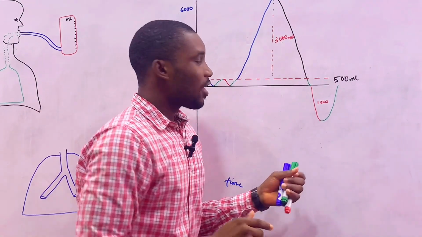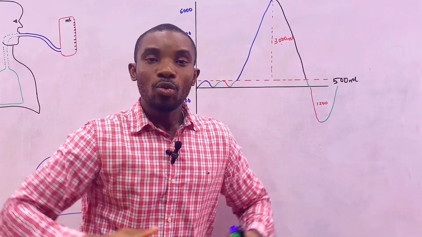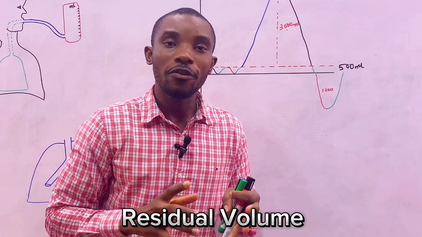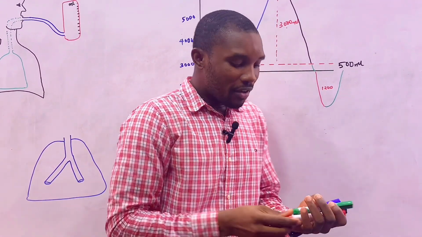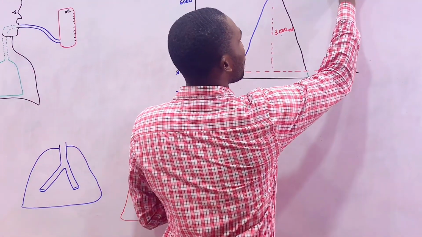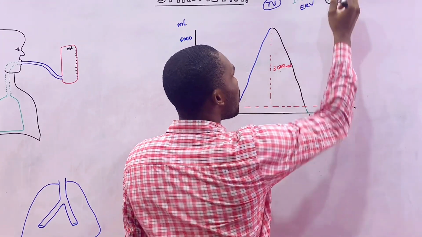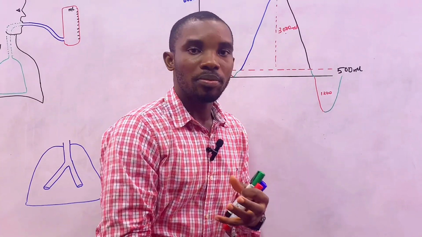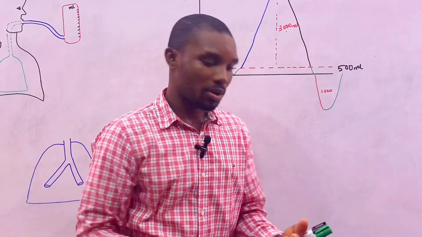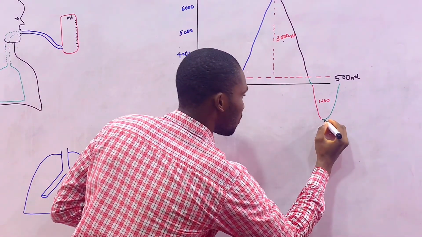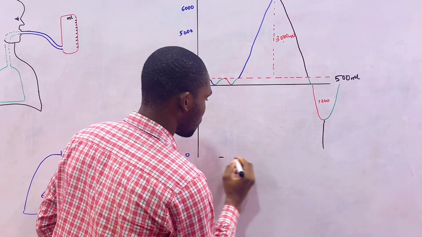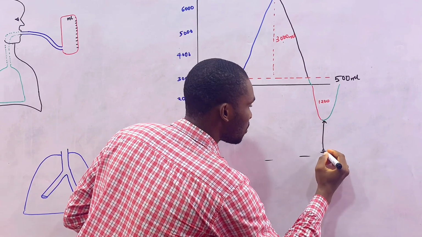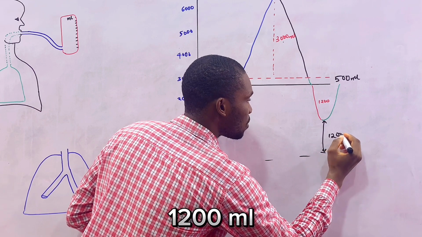And now there is a particular amount of air which you cannot remove no matter how hard you try. That's the residual volume. The residual volume is the amount of air that remains in the lungs after maximum expiration. So you can't remove this one out. That's from here to point zero. That's 1,200 mils.